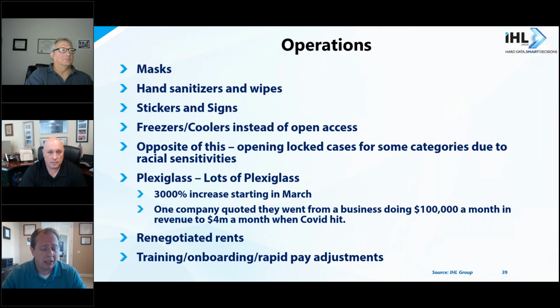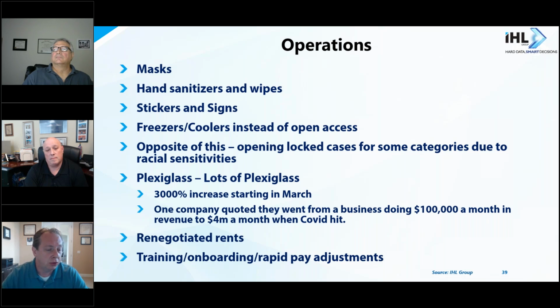Renegotiated rents. I just saw an article yesterday or the day before about Mall of America, and they've missed an interest payment. They've missed some rent payments, and we're really starting to see this all over, where retailers are saying, hey, we're not making money, so we're not going to pay our rent, and really having to work closely with the landlords to renegotiate some of those terms.